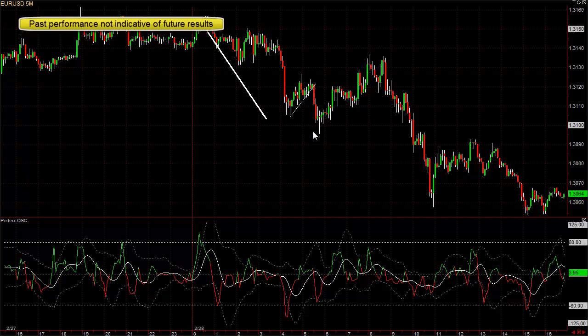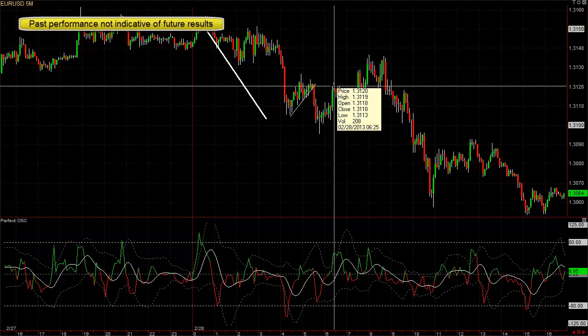Okay, so we made a lower low here, and guess what? It came down and hit the lower Bollinger Band level, and it's really close to being oversold. It's pretty much right at the minus 80. So you might want to get out of your trade here and pick up 15, 20 pips if you're a short-term trader.